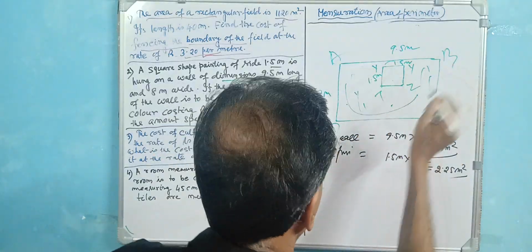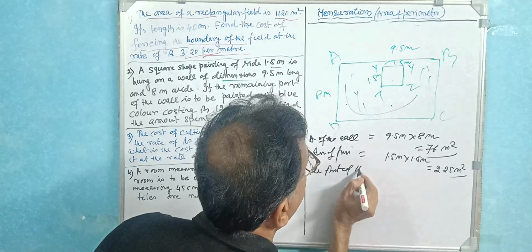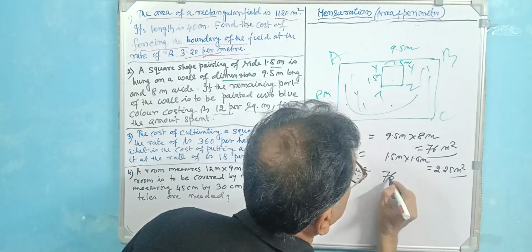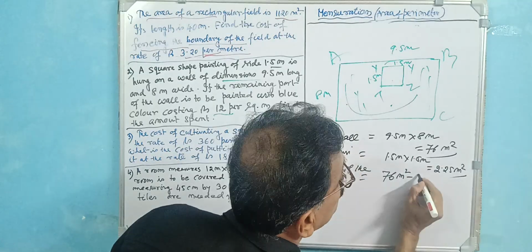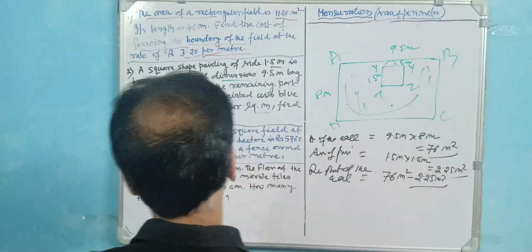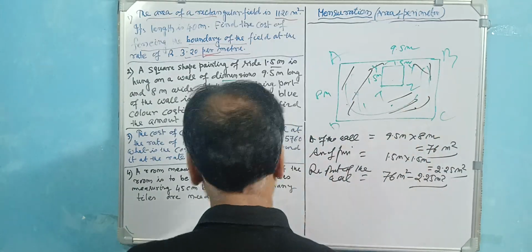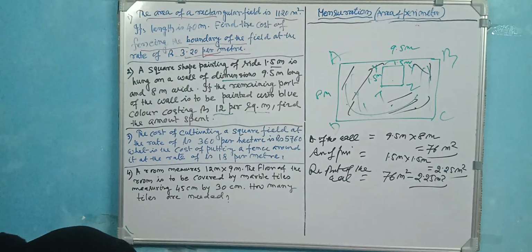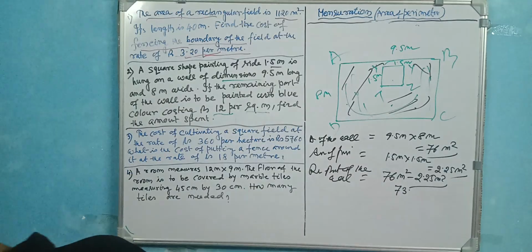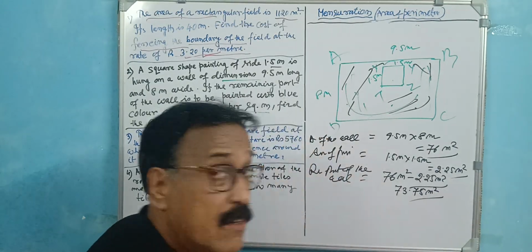Okay, now remaining part of the wall, what is this? That you subtract. This is 76 meters square minus 2.25 meters square. That is the area of the remaining part. That is this part. This is the remaining part. What is this? That is 73.75 meters square. That is the main concept.